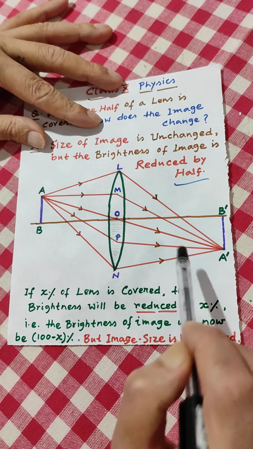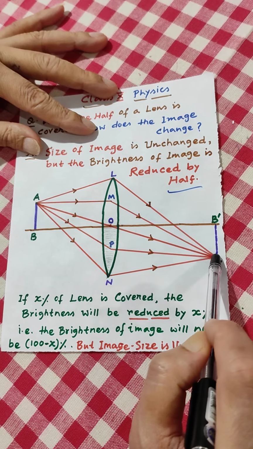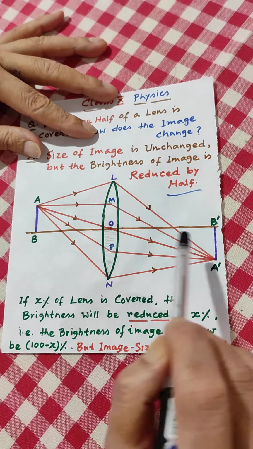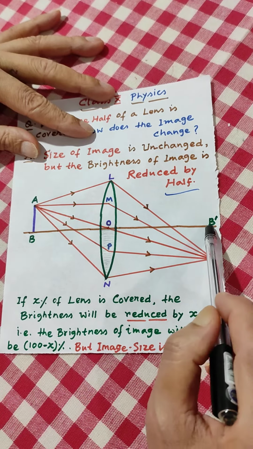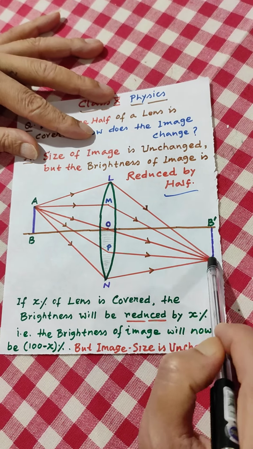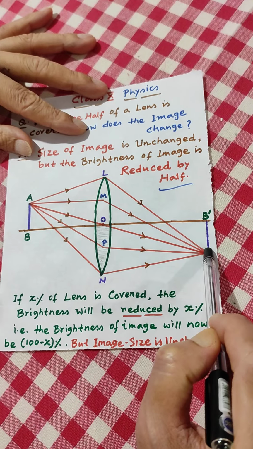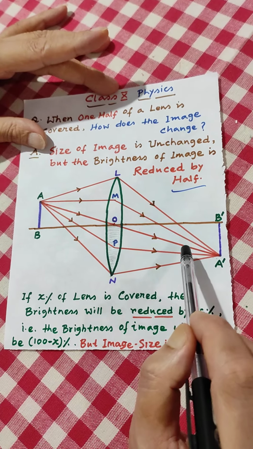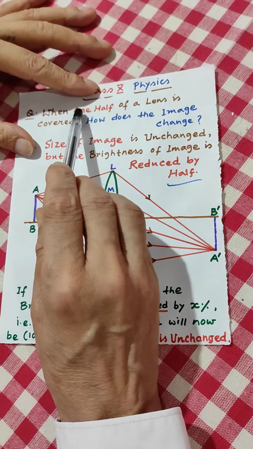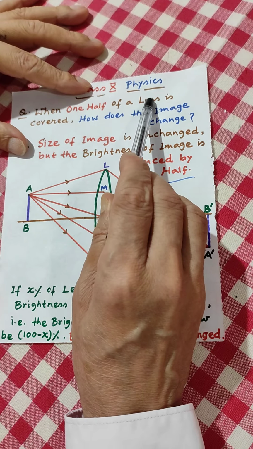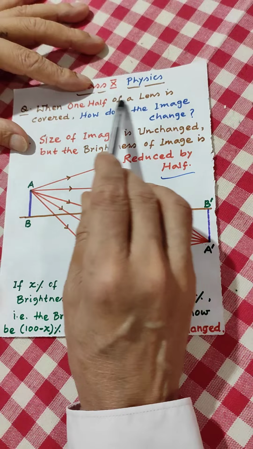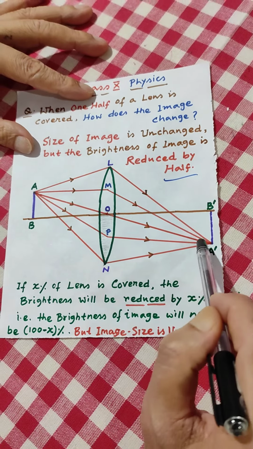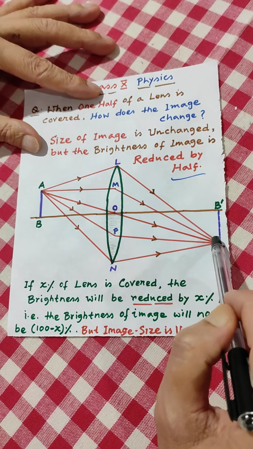So this will cause what? Reduction in brightness of the image. So what we see, a full image will be formed, a complete image will be formed, no doubt. But the brightness will be reduced by half. Why reduced by half? Because we have covered one half of the lens. So 50% of the lens is covered, therefore the brightness of the image will be reduced by 50%.